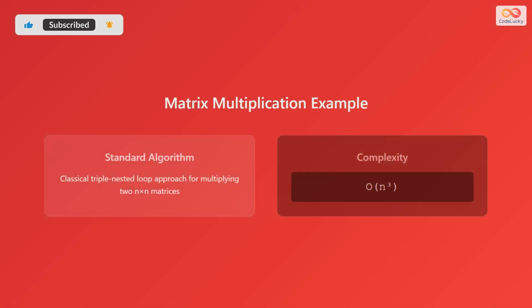A classical example in algebraic complexity is matrix multiplication. Using the standard algorithm, which involves a triple-nested loop approach to multiply two n by n matrices, the complexity is on the order of n cubed.